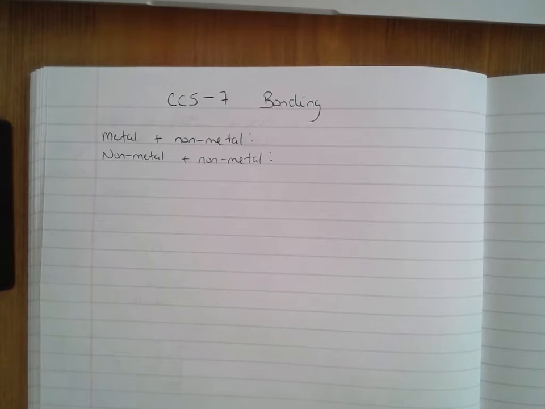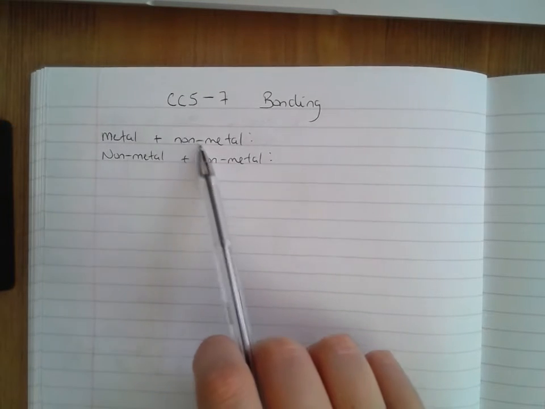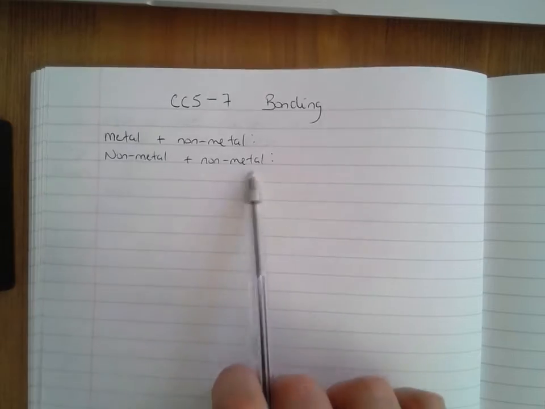So in this video, we're going to look at chapters 5, 6, and 7, which is all based on structure and bonding. Okay, when we're looking at bonding, we want to know if that bond is occurring between a metal and a non-metal or between two non-metals.